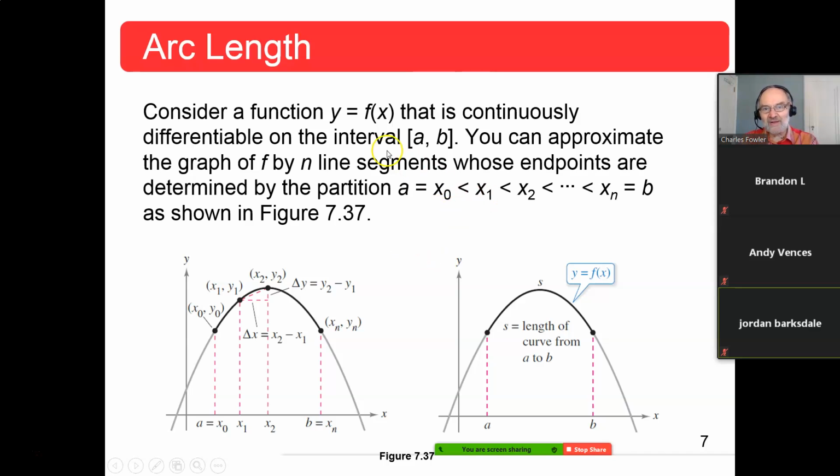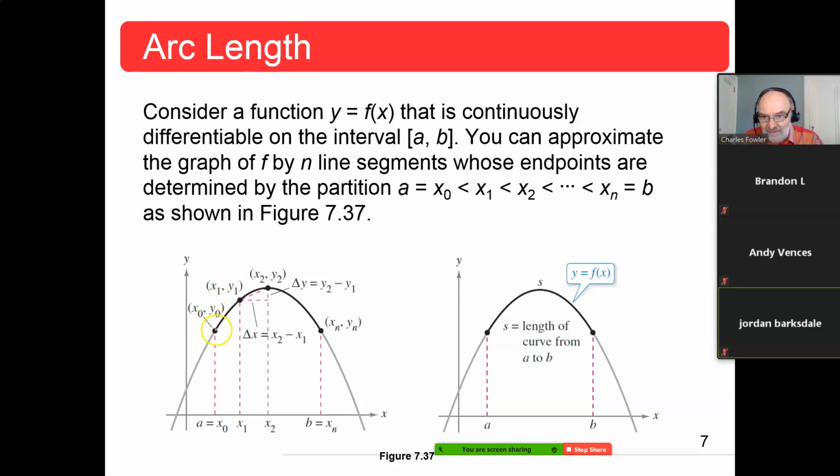Consider a function y equals f of x that is continuously differentiable on the interval a to b. You can approximate the graph of f by n line segments whose endpoints are determined by your partition. a is equal to x0, the first of those, and then you have that being less than x1, less than x2, less than x3, less than x4, all the way up to x sub n. And x sub n will be your b. So there's your interval from a to b. So this time, and I'm going to kind of fill in the blanks, they show one of these, but I'm going to try to show a few more of them.